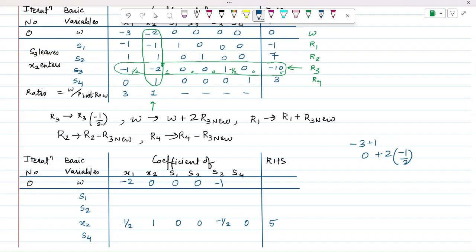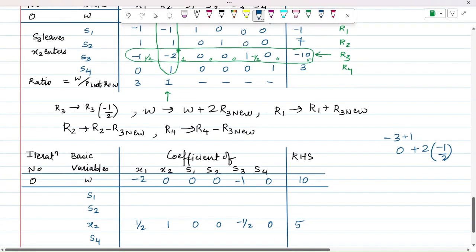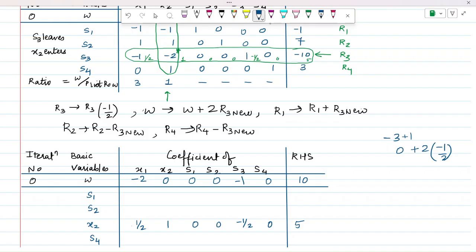That is 0. And RHS becomes 10 because it's going to be 0 plus 5 into 2. Okay? Simple mathematical calculations. I think you can check them out. Coming to, let me now zoom in a little bit because we now do have space. Skip the W row. S1 row is going to become R1 plus R3 new. So minus 1 plus half is going to give me minus half. Minus 1 plus 1 is going to give me 0.